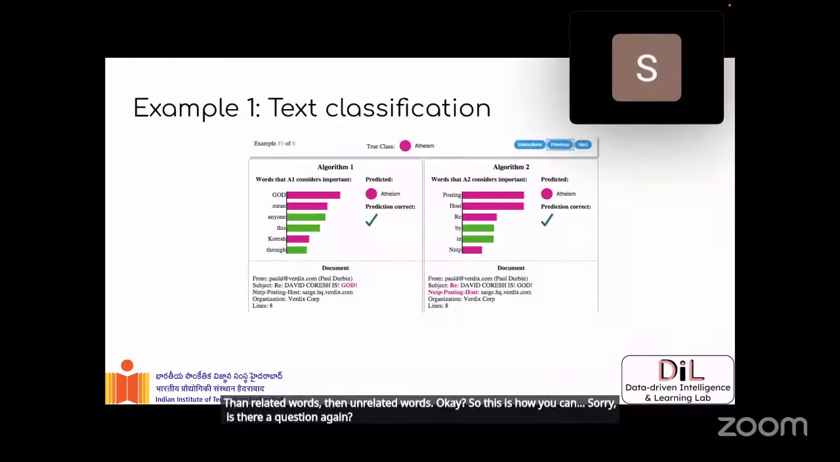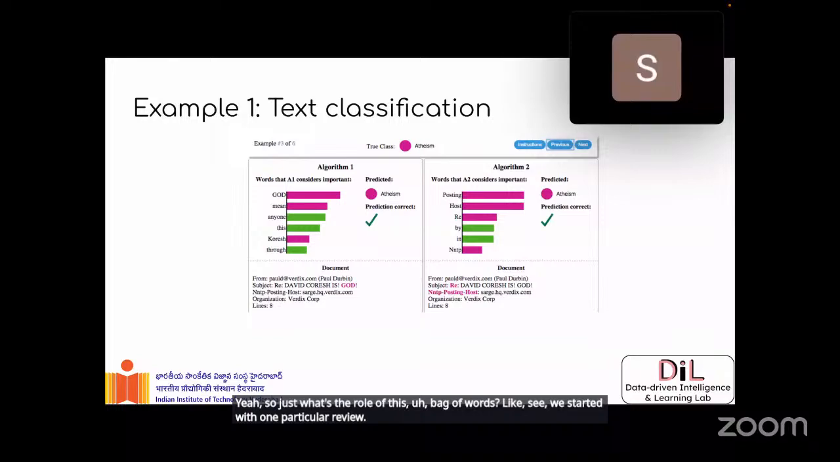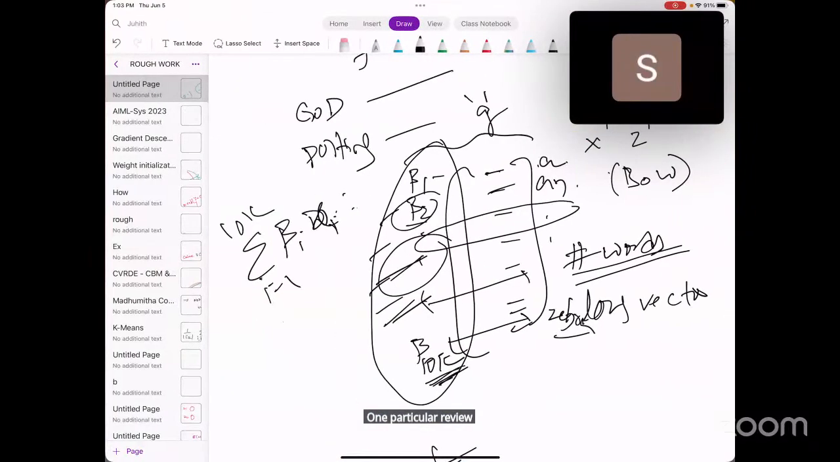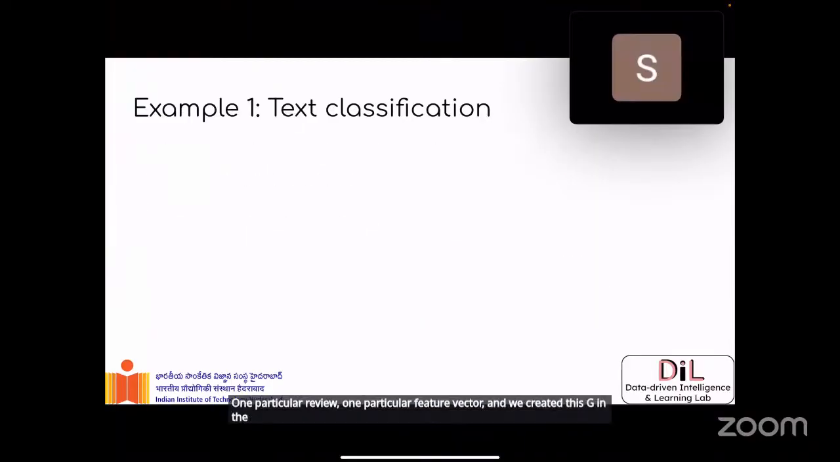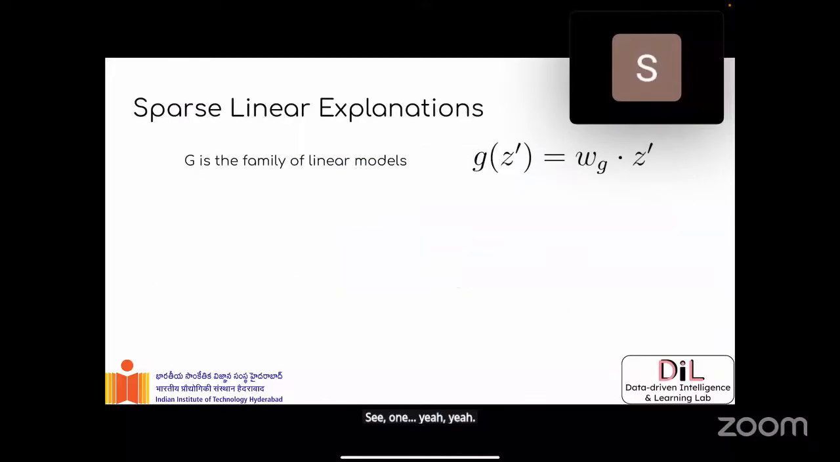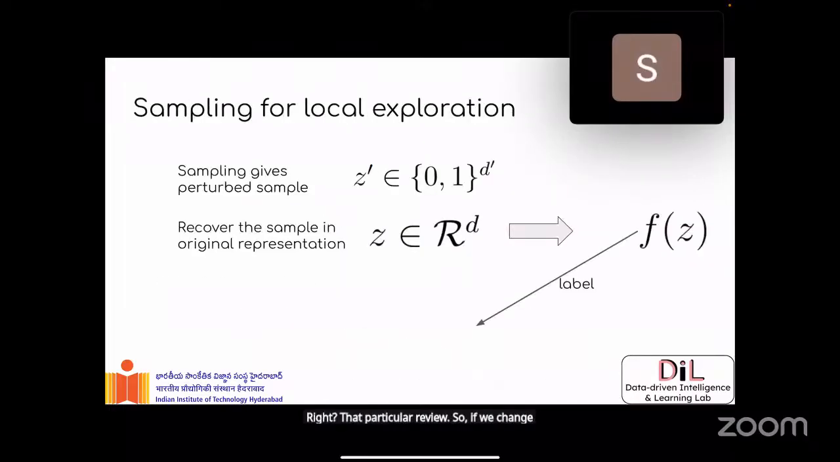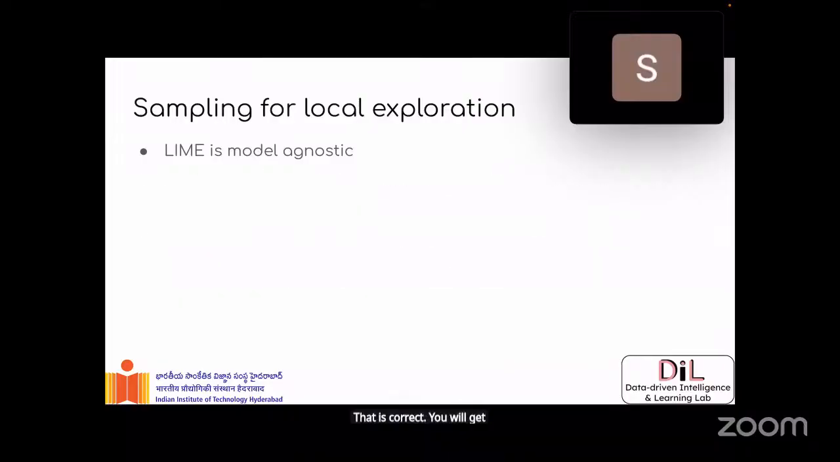Yeah, so just what's the role of this bag of words? We started with one particular review, one particular feature vector, and we created this G in the neighborhood of that particular review. Let me go there. So if we change the review, then obviously we'll have a different input. That is correct. You will get another explanation for that input.